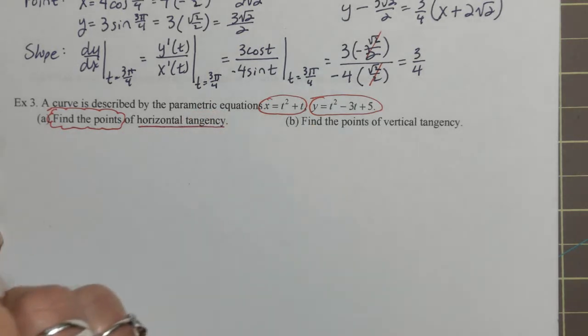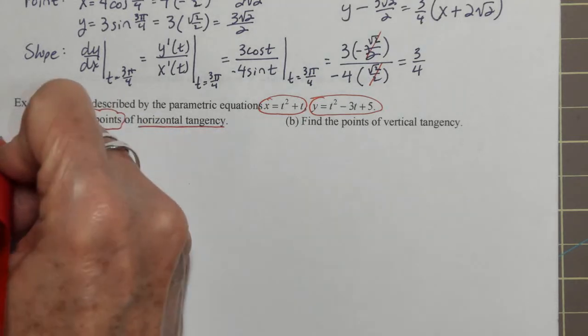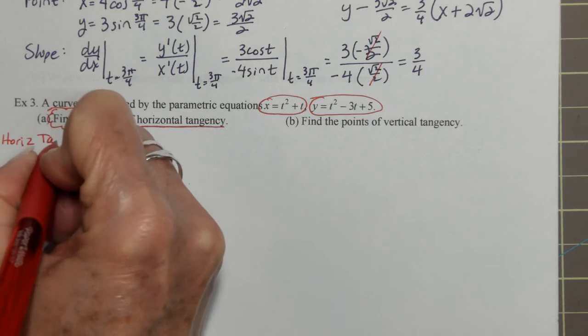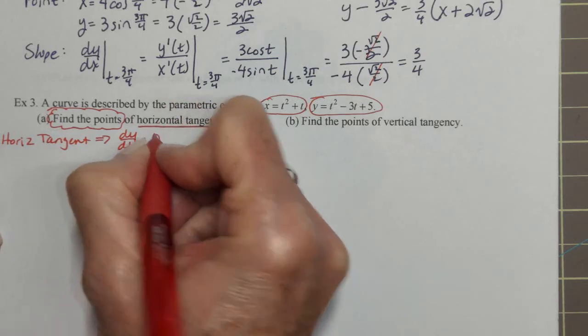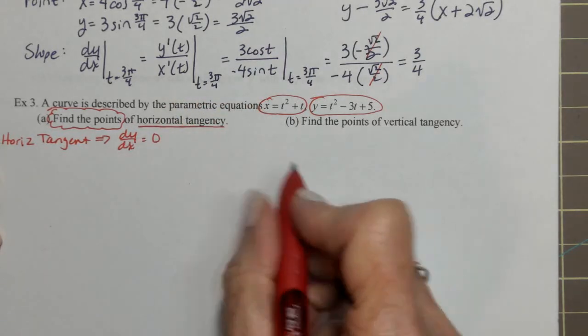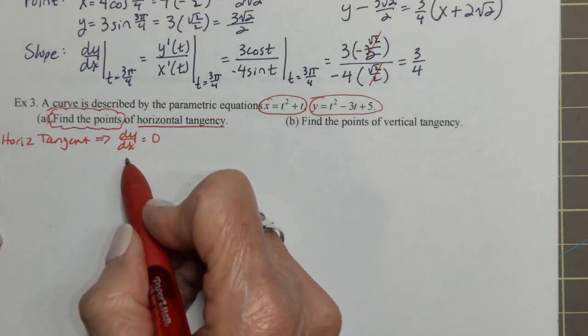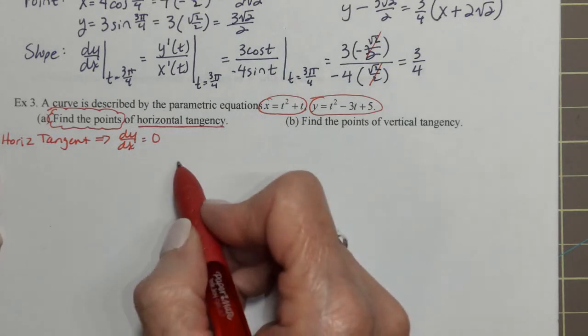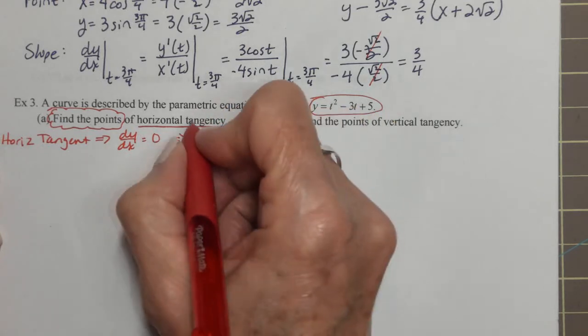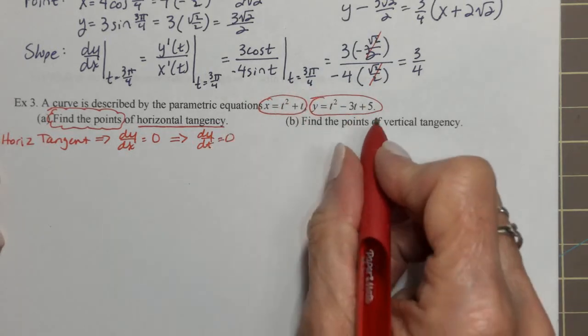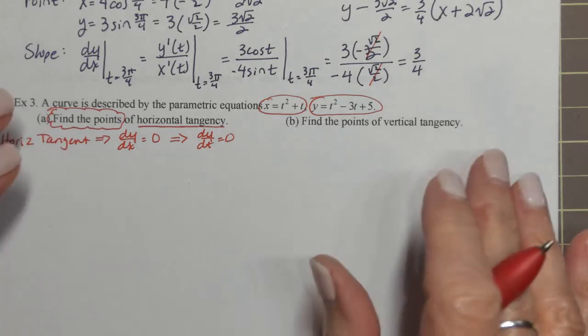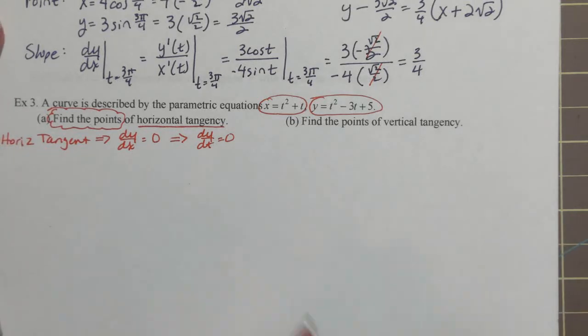Horizontal tangent is when the slope, dy dx, is equal to 0. dy dx is y prime over x prime, right? So what will make the slope 0? The slope will be 0 when y prime, which is dy dt, is 0. For vertical tangency, it'll be the other way around, right? So we need to find dy dt, set it equal to 0, and get that time.